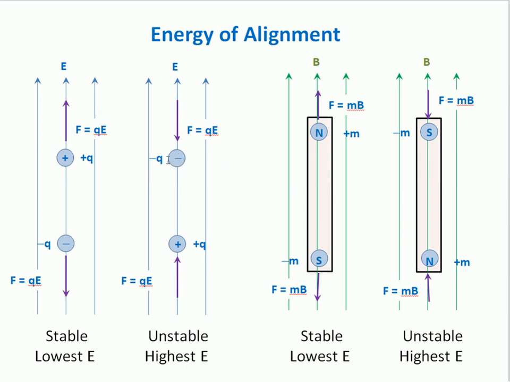On the other hand, if I flip the two charges, the net force is still 0, but this is clearly unstable. So this is the highest energy state. Same thing if we look at the magnets. The North Pole wants to align with the field. The South Pole wants to go in the opposite direction. So one is stable, one is unstable, and we want to talk about their energies.